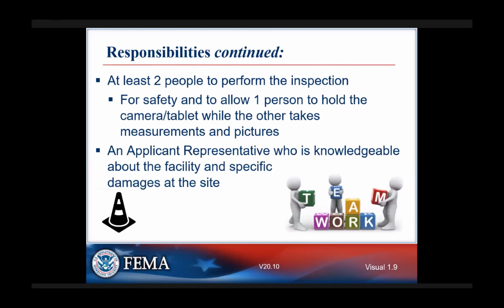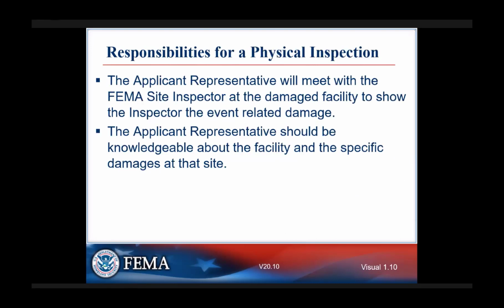Additional responsibilities for a remote inspection include at least 2 people to perform the inspection. This is for safety, as well as for one person to hold the camera or tablet while the other takes measurements and pictures. An applicant representative who is knowledgeable about the facility and the specific damages at the site, including the cause of damage, the specific damage components, and how you as the applicant wish to repair or replace those damages.